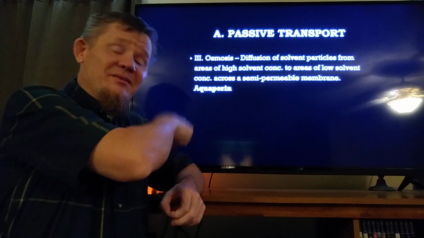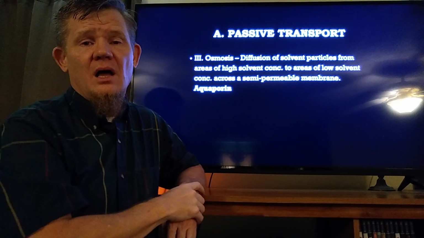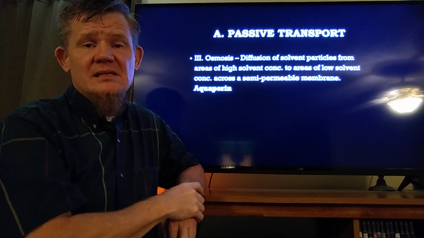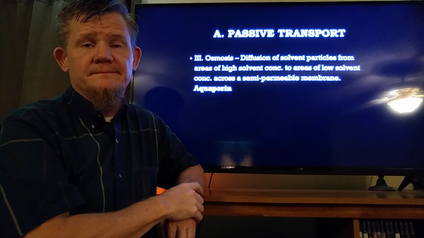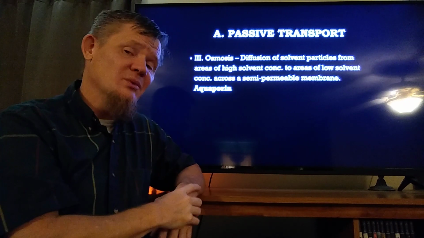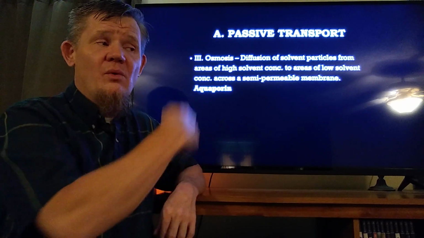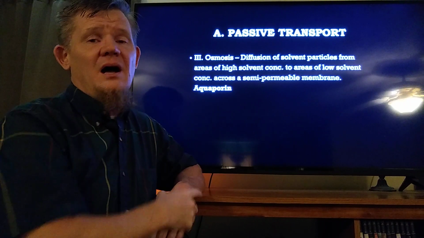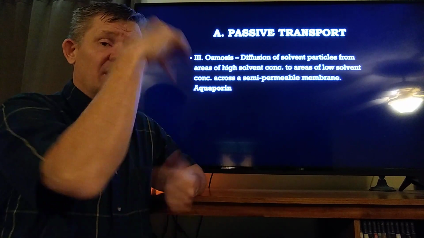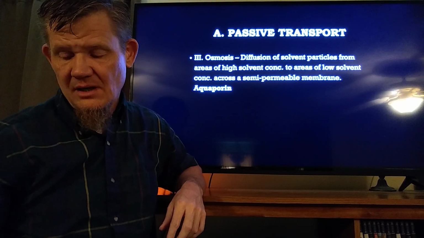Water has to have its own little opening called an aquaporin. What does aqua mean? It means water. What is a pore? A pore is a hole. So an aquaporin, the name literally means what? Literally means water hole. This is a hole that water uses to get into and out of the cell. Aquaporin. Osmosis. It's the movement of water into and out of the cell across the membrane. And the water has to use aquaporins to do so.